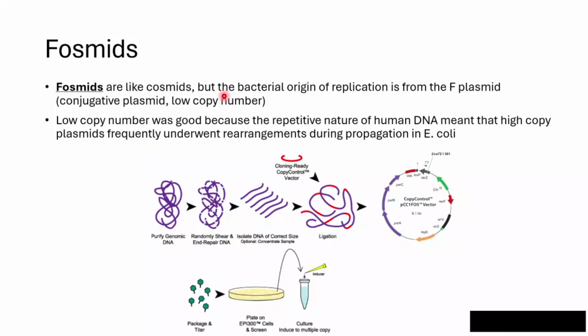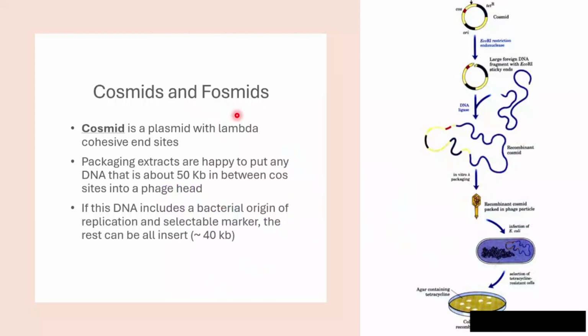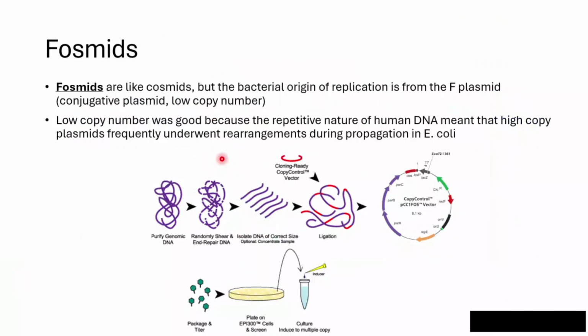Does that make sense? For example, if you have a high copy number plasmid, like the cosmid, your plasmid will be replicated thousands of times. That increases the chance that two copies of the same fragment will have translocations between them or inversions or whatever. And the human DNA, as I told you, has a lot of repeats, so you want to avoid that.